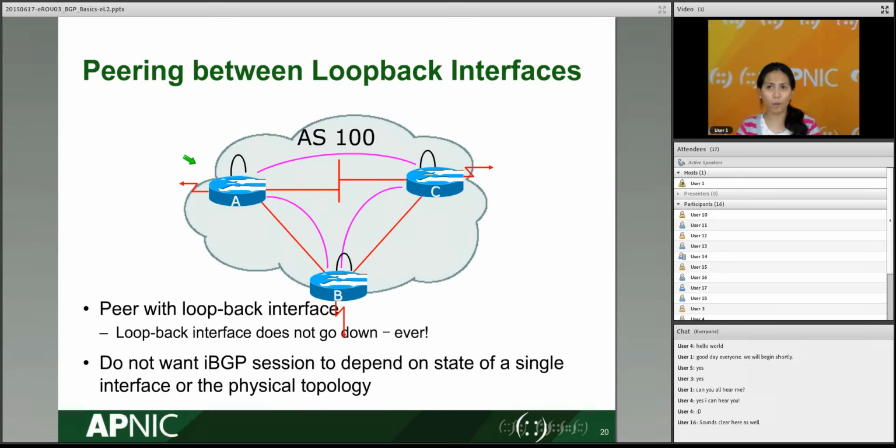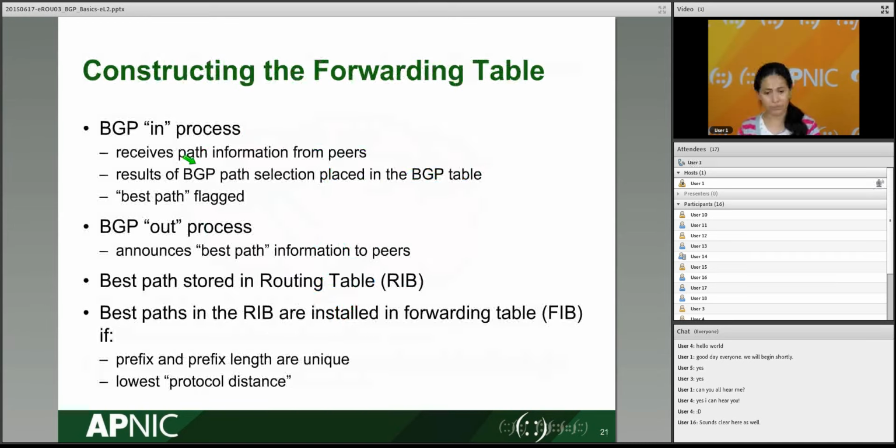So a common practice for this setup is to run iBGP on loopback or logical interfaces, which are always up. If you're configuring in Cisco routers, there is a command called neighbor update source. This allows you to use the IP address of a specified interface as your source IP address for all BGP updates to that neighbor. Okay, now that's peering with loopback interfaces.